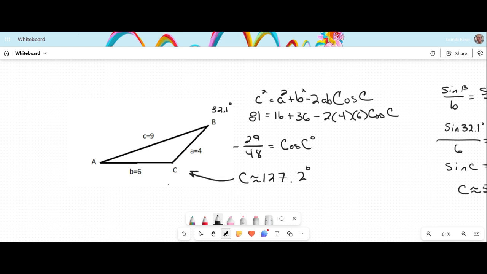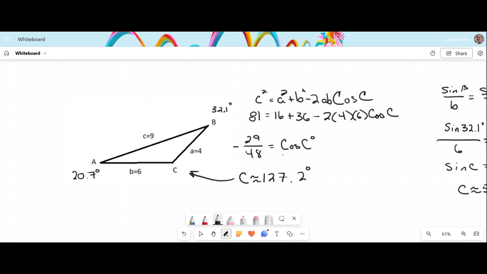And then you can just add those up to find A. So I have 127.2 plus 32.1 minus 180, and I get 20.7 degrees. So I have some rounding error there, but that's okay. As long as you show your work and everything, I'll know that that's rounding error.